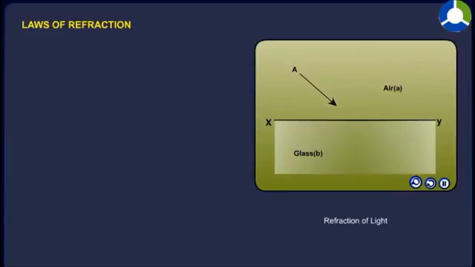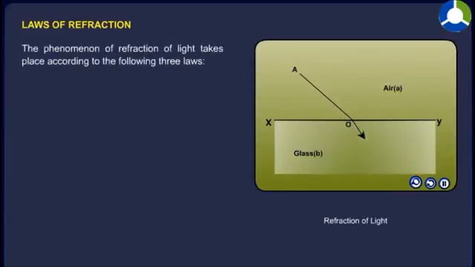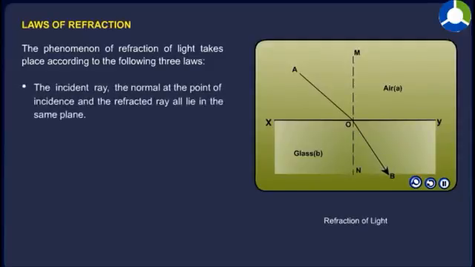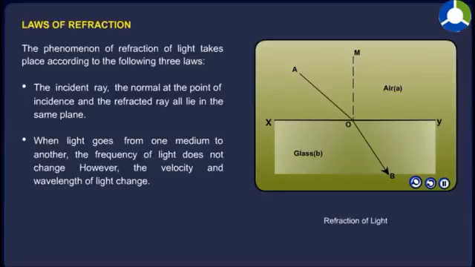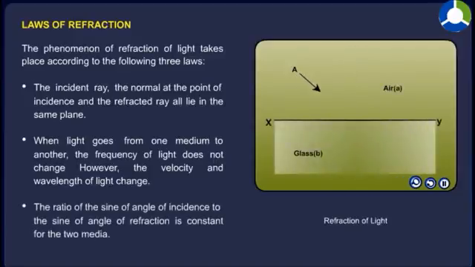Laws of refraction. The phenomenon of refraction of light takes place according to the following three laws. The incident ray, the normal at the point of incidence, and the refracted ray all lie in the same plane. When light goes from one medium to another, the frequency of light does not change. However, the velocity and wavelength of light change. The ratio of the sine of angle of incidence to the sine of angle of refraction is constant for the two media.